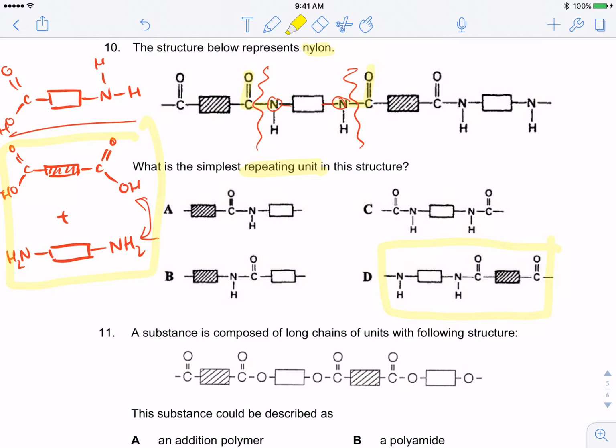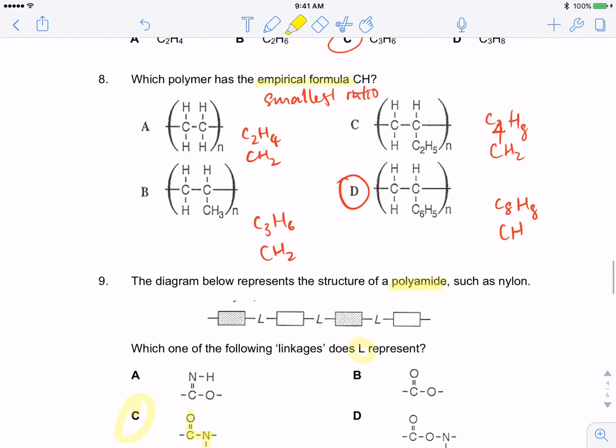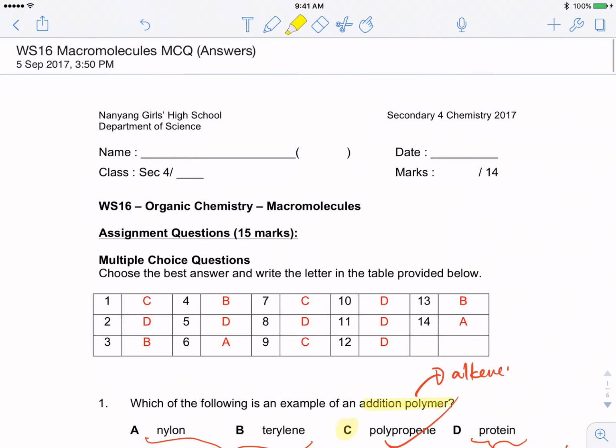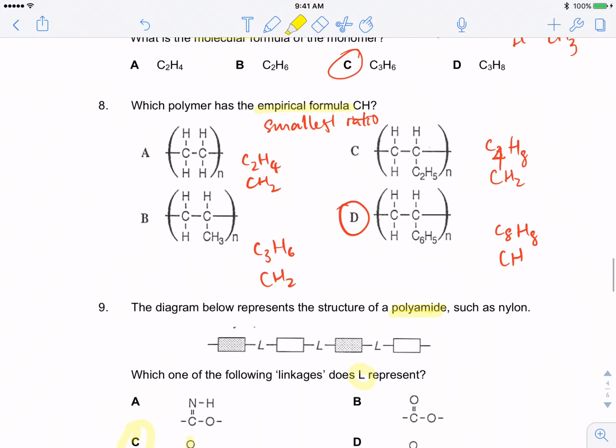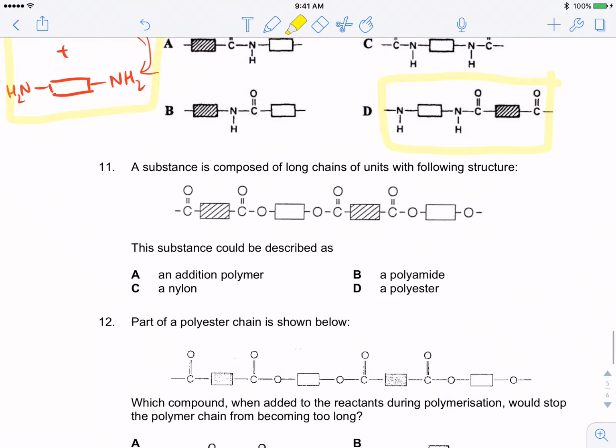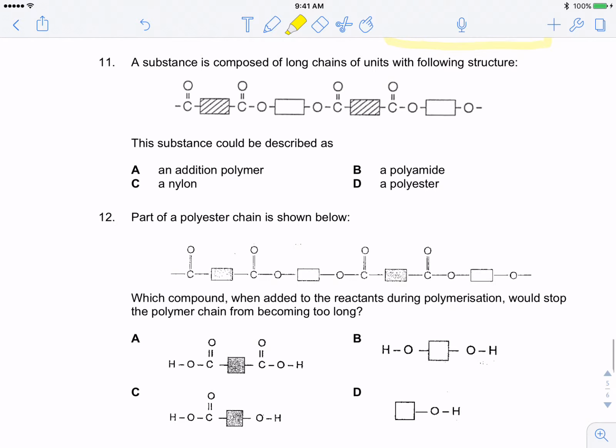Right. Let me see, question 10. Okay, question 11. Again, let's look out for this linkage. The linkage here is this. So what is this substance? Is it an addition polymer? No, we see that these are ester linkages. So it is a polyester.